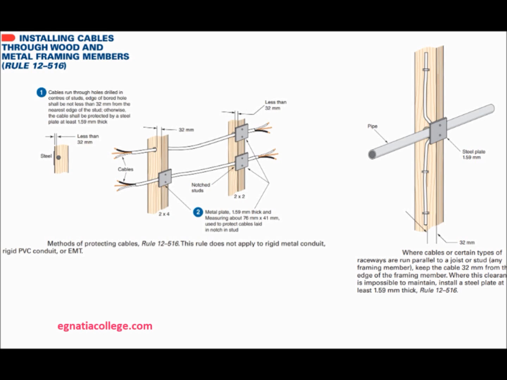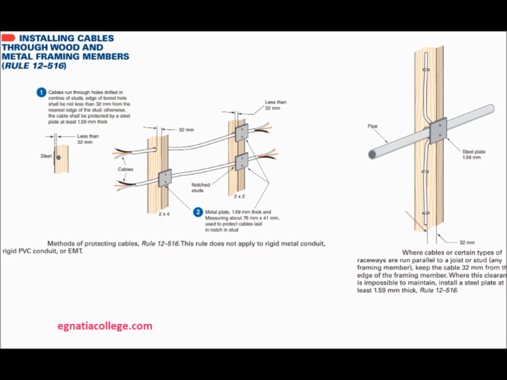Where cables in certain types of raceways are run concealed or exposed parallel to a stud, joist, rafter, or other building framing member, the cables and raceways must be supported and installed so that there is at least 32 mm from the edge of the stud, joist, or other framing member to the cable or raceway. If the 32 mm clearance cannot be maintained, a steel plate, or equivalent, at least 1.59 mm thick must be used to protect the cable or raceway from damage that can occur when nails or screws are driven into the wall or ceiling, Rule 12-516.